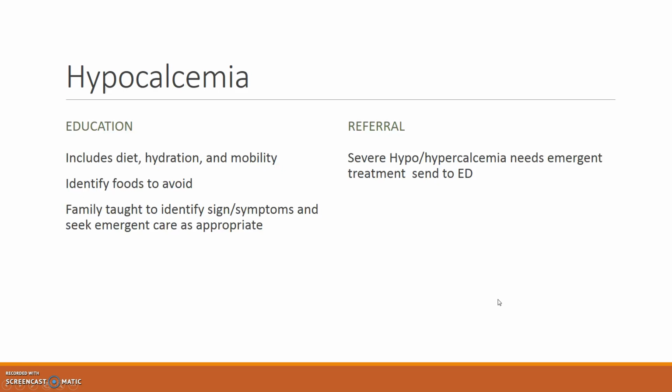Education is very important for hypocalcemia. It includes diet, hydration, mobility, really keeping those bones healthy, identifying foods to avoid, and then the family needs to be taught about signs and symptoms of hypocalcemia and when to seek emergent care as appropriate. Severe hypo- or hypercalcemia needs emergent treatment, and they need to be sent to the ER. And with your chronic patients, I would let a physician evaluate them.